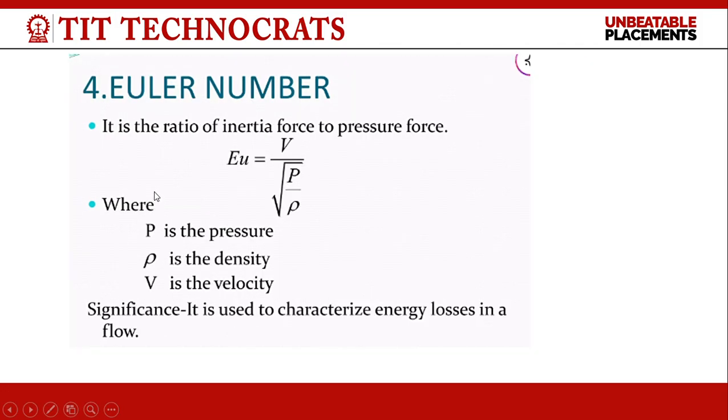Fourth one is the Euler number. It is the ratio of inertia force to pressure force. So it will be Eu is equal to V upon under root of P upon rho, where P is the pressure, rho is the density and V is the velocity. It is used to characterize energy losses in a flow.